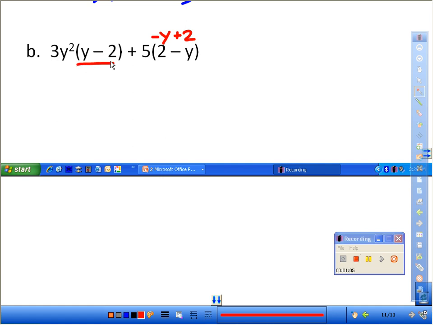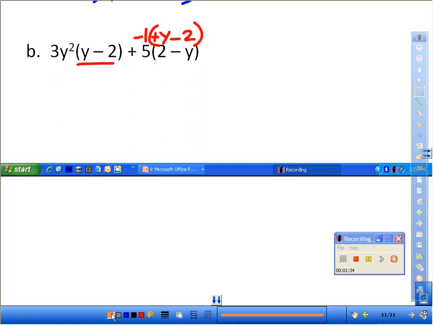They're not the same, but we can make them the same by factoring a negative 1 out of negative y plus 2. If we factor a negative 1 out of negative y, it becomes positive y. If we factor a negative 1 out of positive 2, it becomes negative 2. So now we have the same thing in each set of parentheses, y minus 2 and y minus 2.